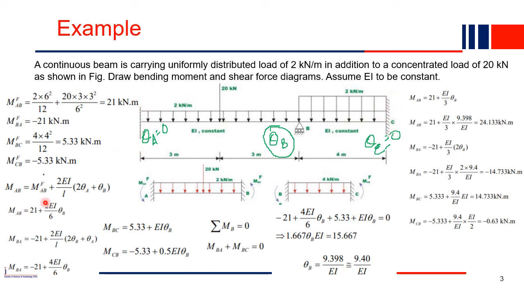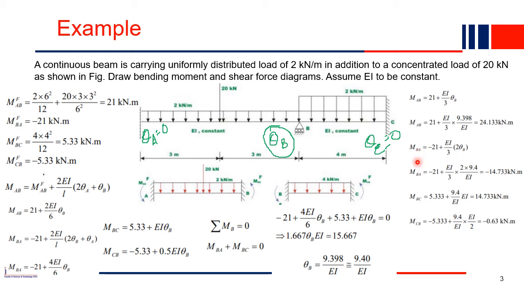So end moment MAB, A to B, at this end. MAB is not 0 because it is a fixed end, so the moment should not be 0 at a fixed end. Similarly, at C the moment should not be 0. MAB we already computed, this is the MAB equation. Now we know the value of theta B, so just substitute the value of theta B in MAB and you will get MAB equal to this much. So the moment at end A is 24.133.